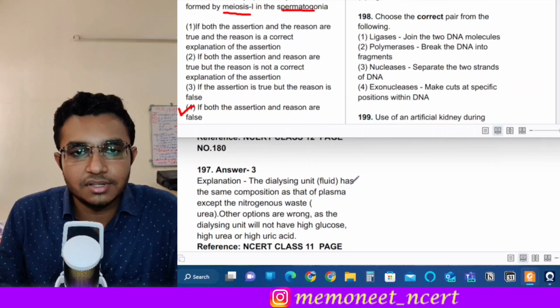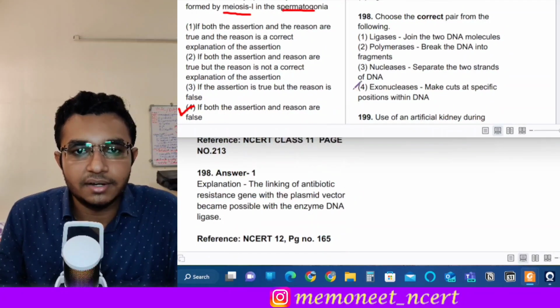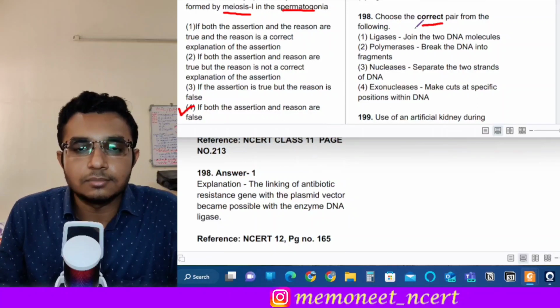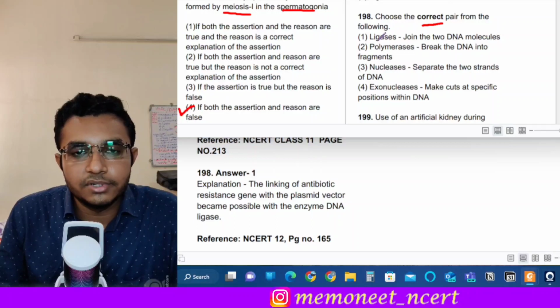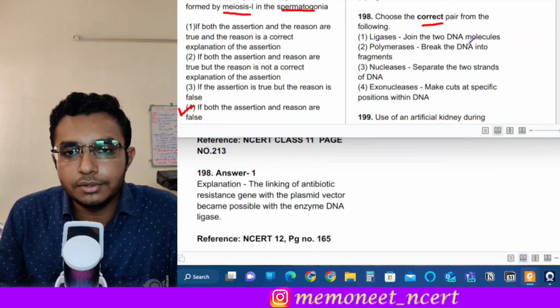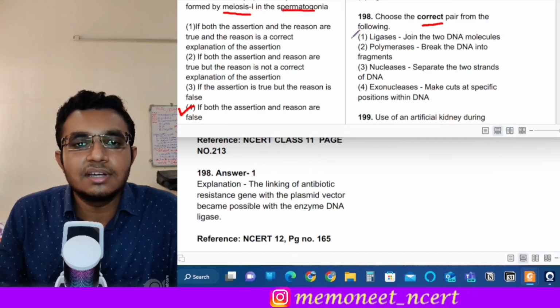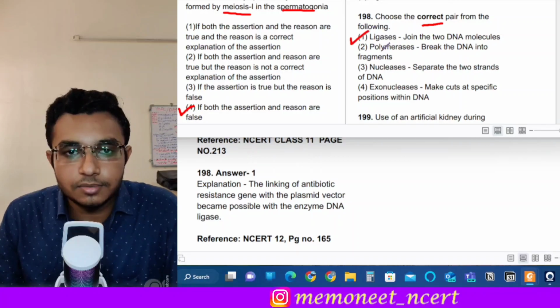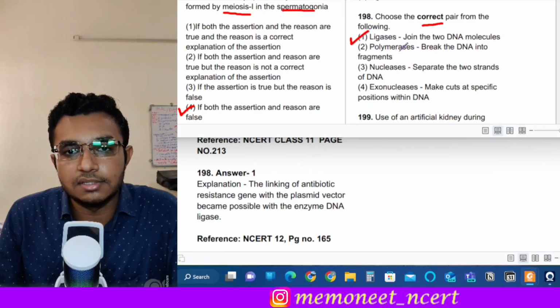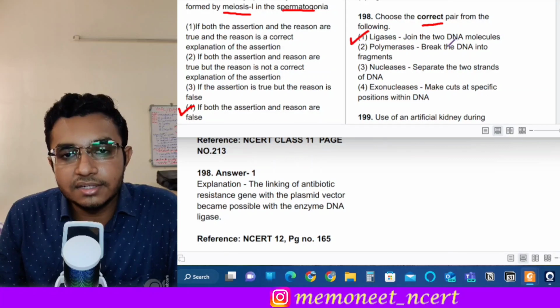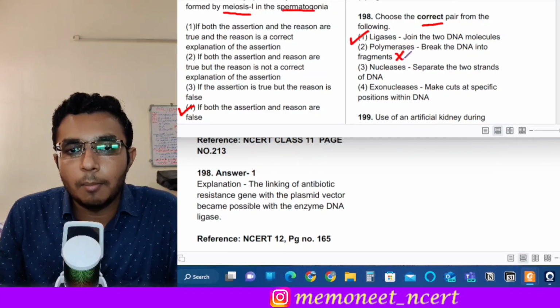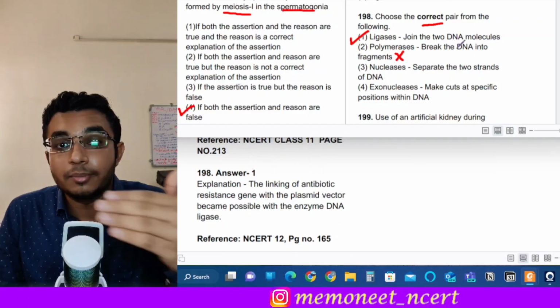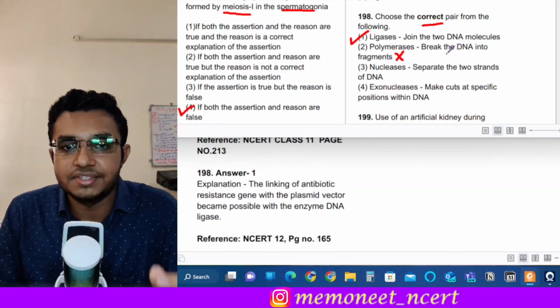The next question is question 198. Choose the correct pair from the following. We have to identify which of the pairs is correct. The first is DNA ligases. They join two DNA molecules. So this is the correct one. Let us see the other options also. Second is polymerases. Here it is given that they break the DNA into fragments. So this is incorrect, because polymerases are responsible for formation of DNA. They join the nucleotides, right?